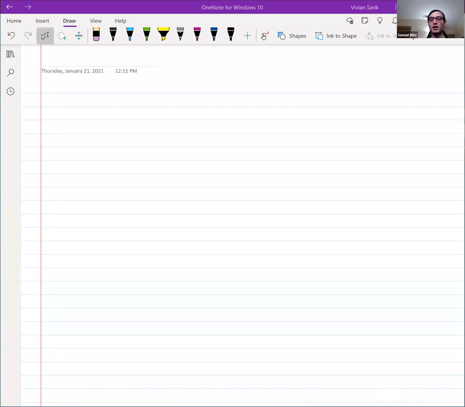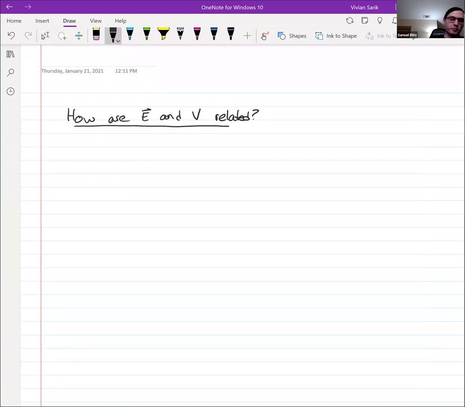So we're now going to keep going a little bit deeper and talk about the electrostatic potential a little bit further. So let's ask the question, how are E and V related? V being the electrostatic potential, E being the electric field. So first and foremost, we can just start jotting things down, similarities that they have.